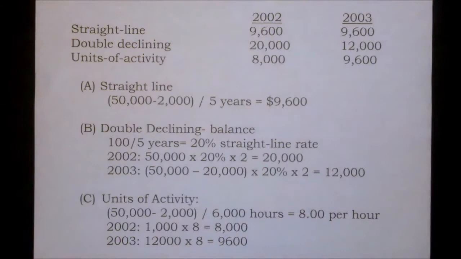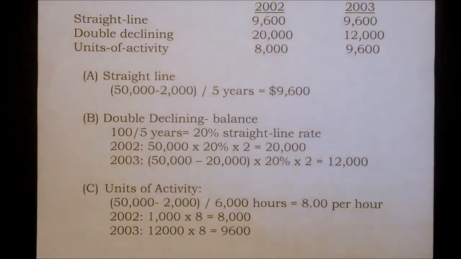First, we'll do the straight line method, which is cost minus residual value equals amortizable cost. So you'll take $50,000 minus $2,000 and divide it by 5 years, because that's the time, and you'll end up getting $9,600.